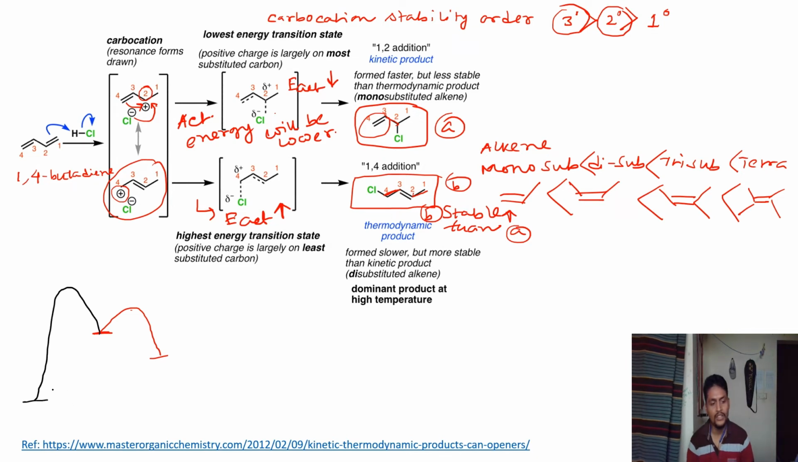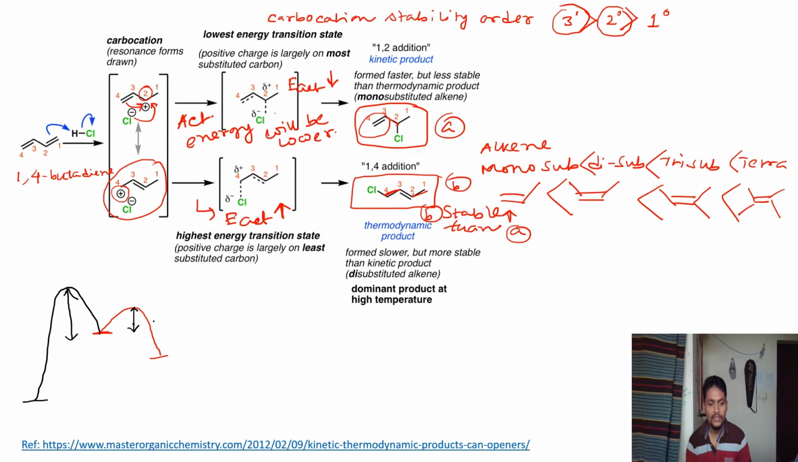But the product stability is higher in the case of black, and product stability is lower in the case of red. But the activation energy, you see, this is the activation energy for this, and this is the activation energy for this. So activation energy is lesser, and product stability is also lesser.